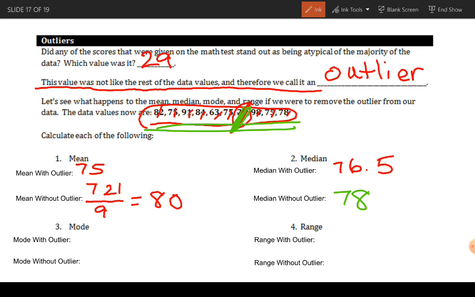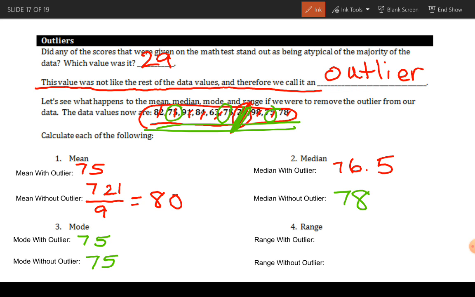Now for the mode. The mode with the outlier is 75. So the number that occurs the most is still 75. So 75 is the mode with and without the outlier.